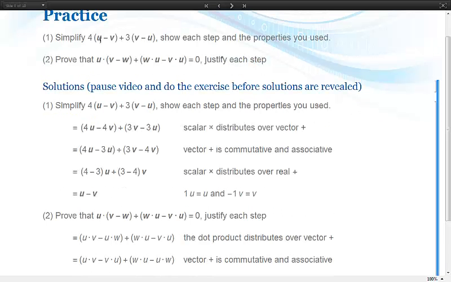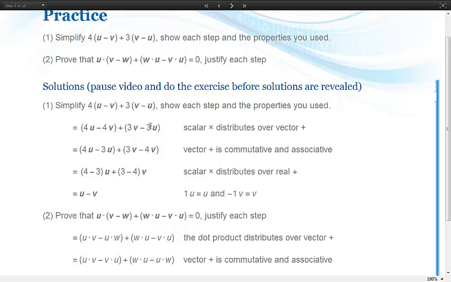Well, how do I simplify this expression? I use the properties. I use the fact that scalar multiplication distributes over vector addition. So I get that 4 times u minus v is 4u minus 4v, and 3 times v minus u is 3v minus 3u. And then vector addition is commutative and associative, so I can regroup freely. I can put the v's together and the u's together. So I have 4u minus 3u and 3v and negative 4v.